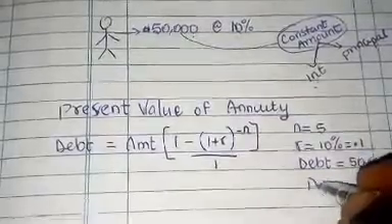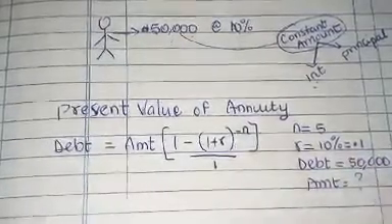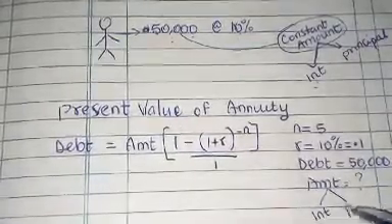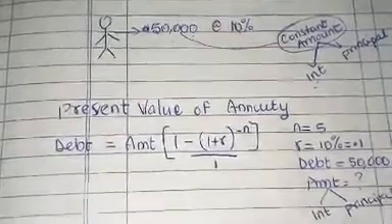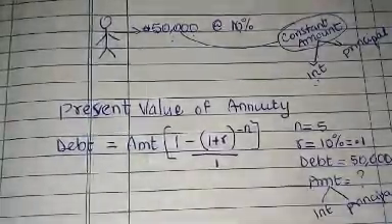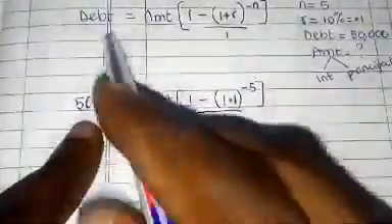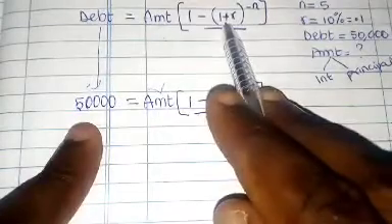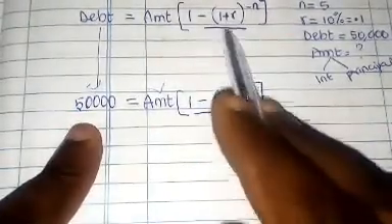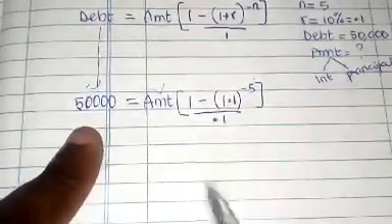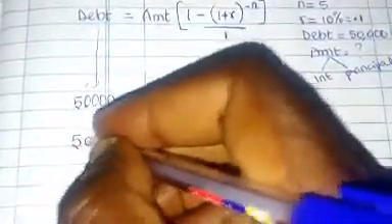Then our amount, and this amount will contain both the interest and the principal. Now let us find the amount. This is what you have: the debt, and the amount that we are looking for. Then R is 0.1. When you add 1 plus 0.1, it will give you 1.1 raised to the power minus 5, divided by 0.1. Then finally you have 50,000 equals amount.